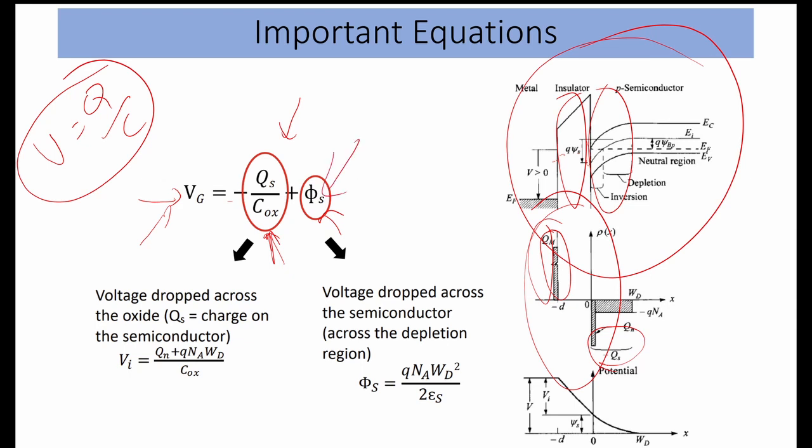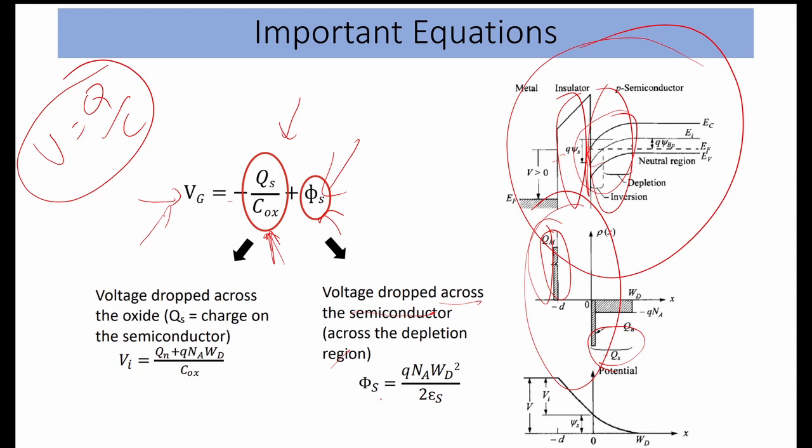And this phi s, or we can say psi s, is the extent of the band bending at the interface. So it is the voltage drop across the semiconductor, across this depletion region. This is the band bending, and the voltage across it is the potential, as we already saw.